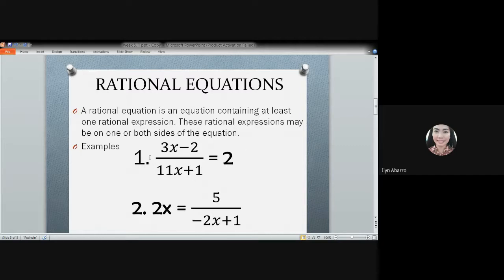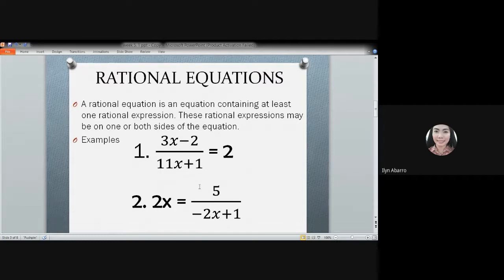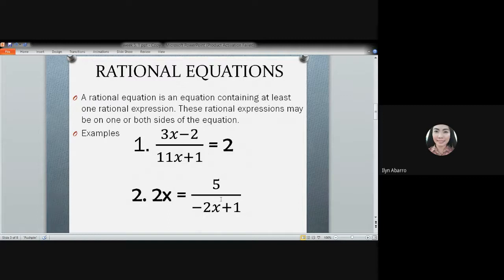This is a rational equation because there is an equal sign here and this is a rational expression. The left side is a whole number and this is still considered a rational equation as long as there is at least one rational expression, either on the left or on the right. Number 2, 2x equals 5 over negative 2x plus 1.